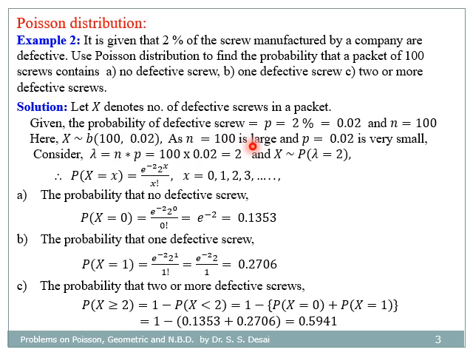As n equal to 100 is large and p equal to 0.02 is small, consider lambda equal to n into p, that is 100 into 0.02, that is equal to 2. So here, from the theory of limiting case, X follows Poisson distribution with parameter lambda equal to 2. Therefore its PMF is given by this equation.